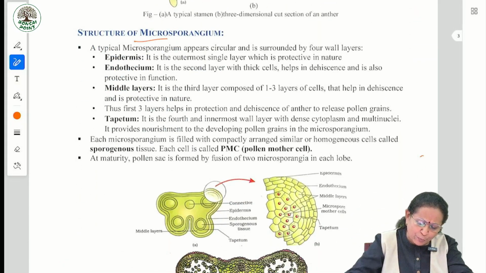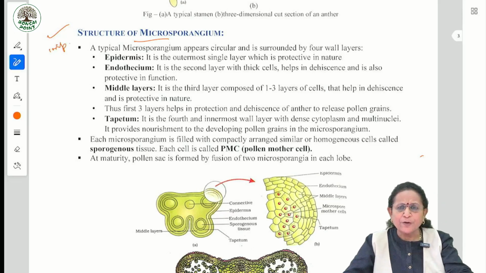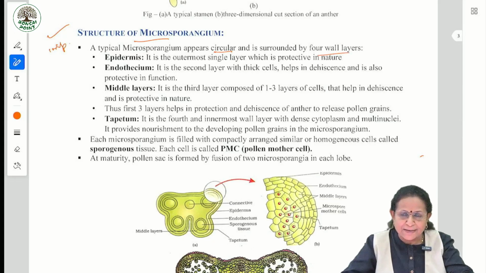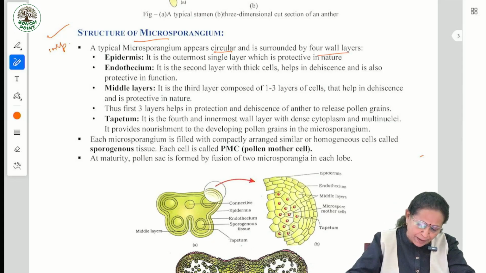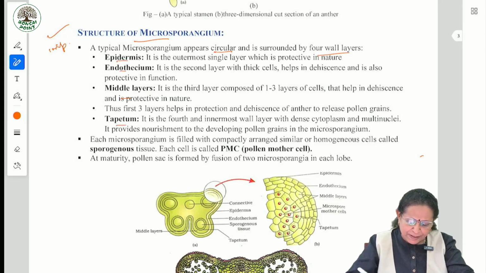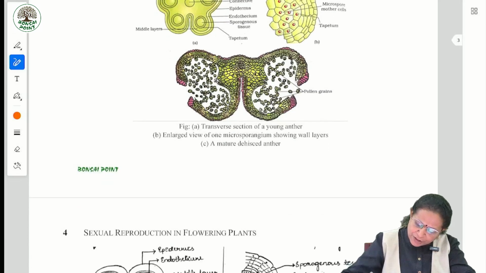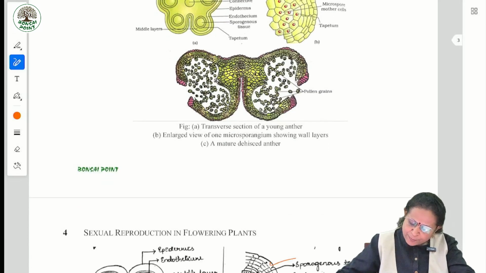Structure of microsporangium, this is also a very important question. A typical microsporangium appears circular and is surrounded by 4 wall layers: epidermis, endothecium, middle layers, and tapetum. Epidermis is the outermost layer, a single layer which is protective in nature.